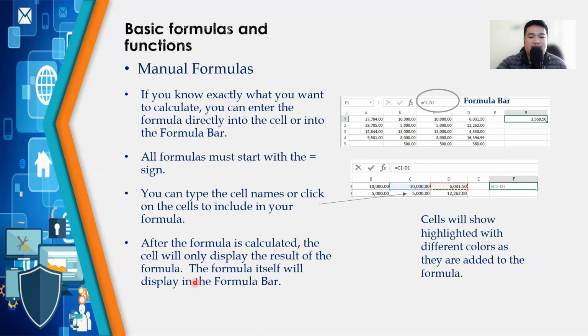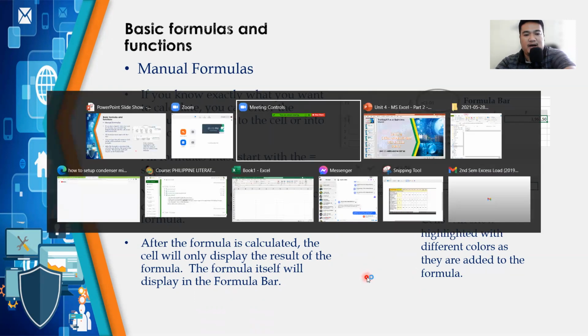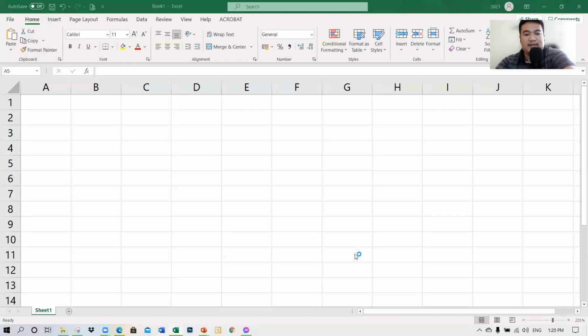After the formula is calculated, the cell will only display the result of the formula. The formula itself will display in the formula bar. Cells will show highlighted with different colors as they are added to the formula. That is for easier distinction. So let's have an example of how a manual formula is inputted in Microsoft Excel. For example, we have here 200, and in here we have 150.